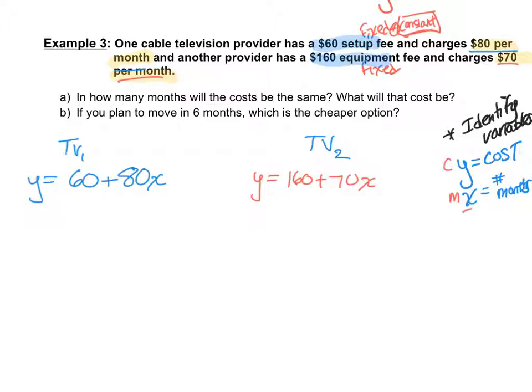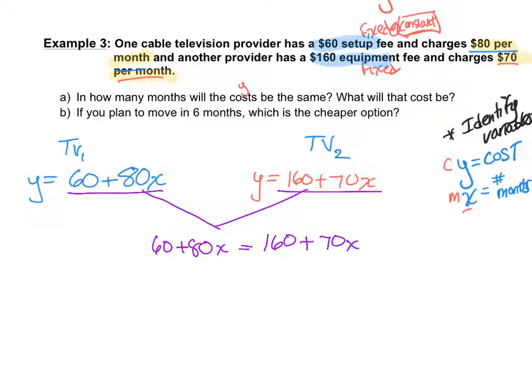So now that we have the two equations, they're asking you in how many months will the costs, so that's the Y value, be the same. So they want to know, when is this Y value going to equal this Y value? So your job is to literally put it into an equation that's going to find out when this is going to equal the 160 plus 70x. You want to know when TV company 1 is going to equal TV company 2 in the cost.